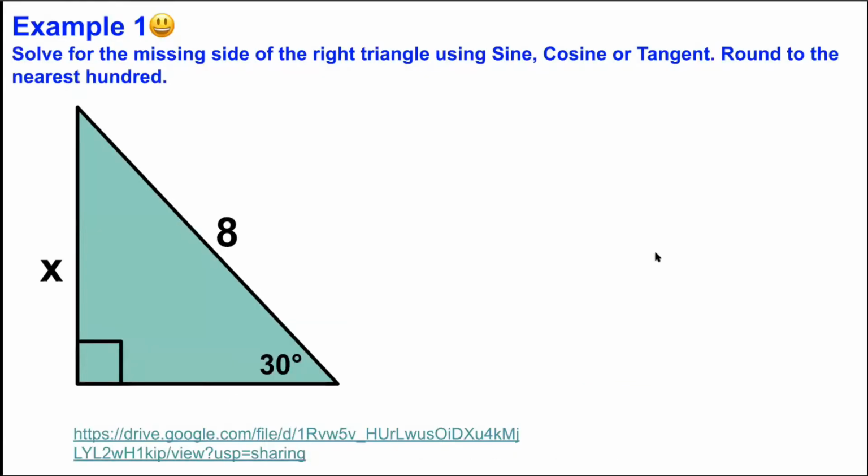All right, so let's go on to our first example. We have three examples, and we're going to go through them. In the first example, we have to solve for the missing side of a right triangle using sine, cosine, or tangent. We're going to round to the nearest hundredth, and we have some given information here. I'm going to give you guys a minute to write this down in your notebook so you can have this.